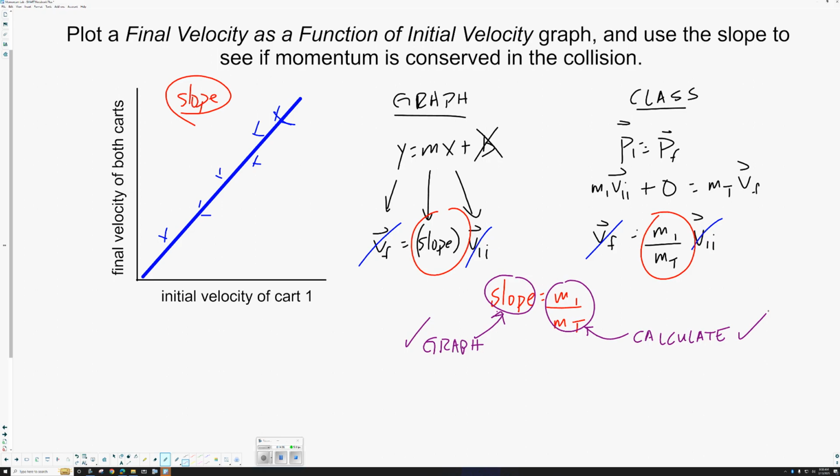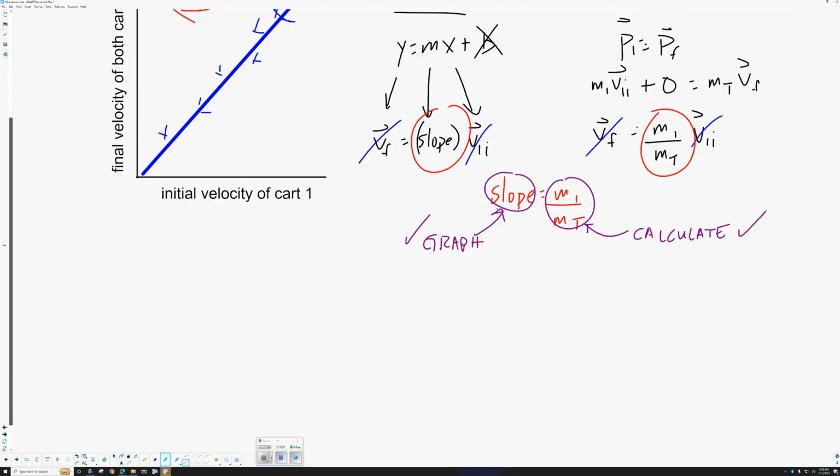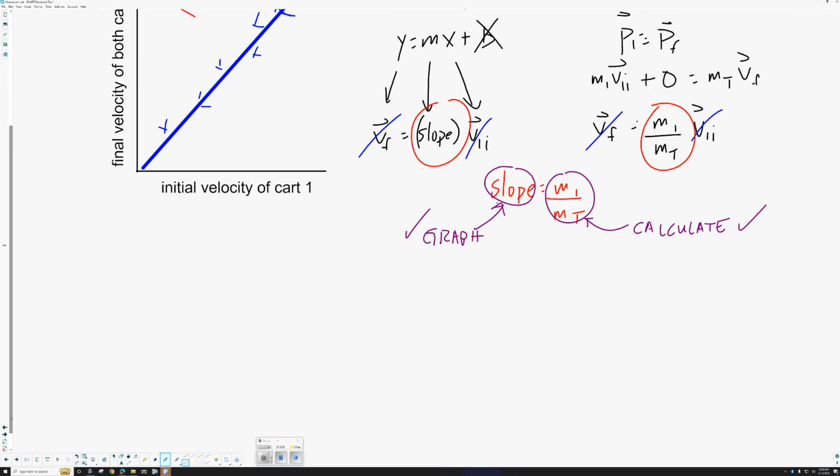If these two numbers are not equal, then we've shown that momentum is not conserved. Now, realistically, are they going to be exactly equal to each other? Probably not, right? It never works out that perfectly. If it does, that's great. It's possible. Theoretically, it should, but it won't. There's always outside factors that mess things up a little bit. So what we're going to do is a little percent difference calculation to see if we're close enough.